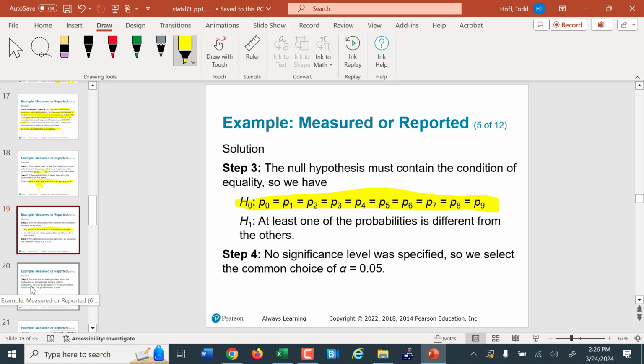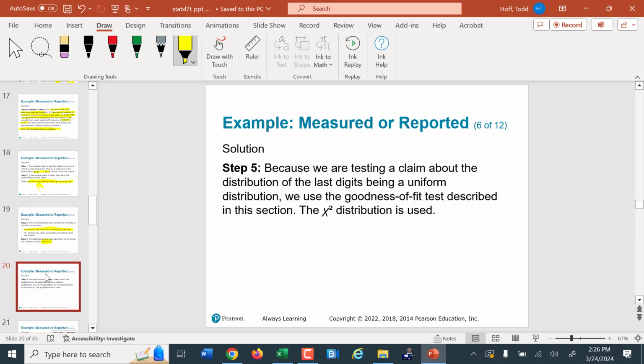So then our step 4, we're going to test this at the level of significance of alpha of 0.05. Since there wasn't one given, remember we said we usually take alpha of 0.05 to be our level of significance. Because we're testing this claim about a distribution of the last digits, this does fit a goodness of fit test, so we are able to use the chi-squared distribution.